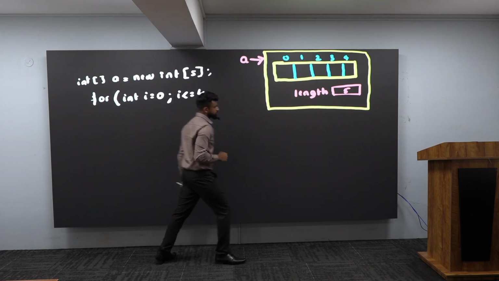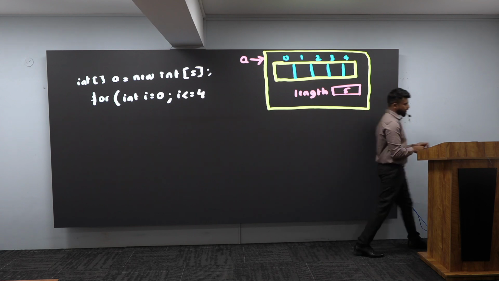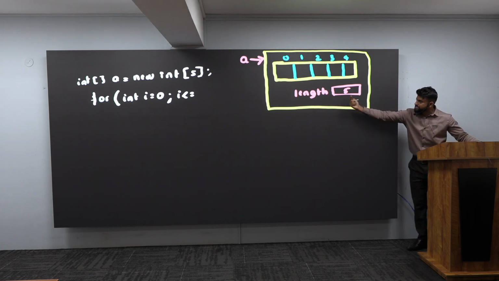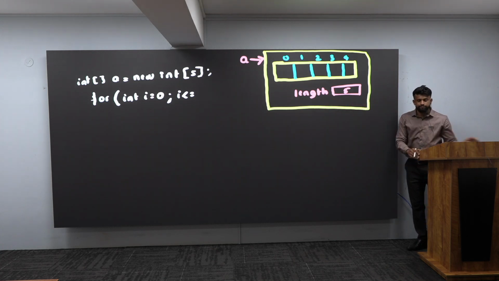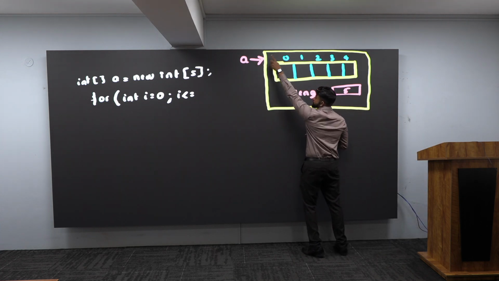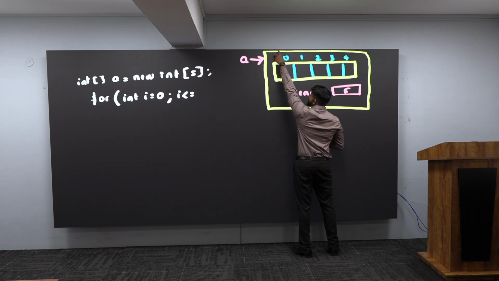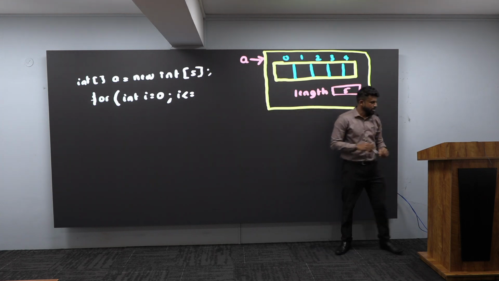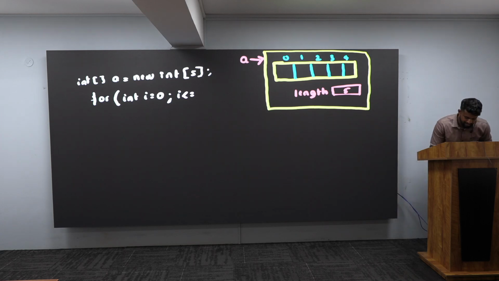How to do it? Watch it. This 4, I should do it with the help of length. I want to get this length. How will you get this length? Very good. If you have to come here, first you should reach this object. How will you reach? A, you'll come here. Dot, you'll come here. Length, you are accessing. Very good. I will tell A dot length.